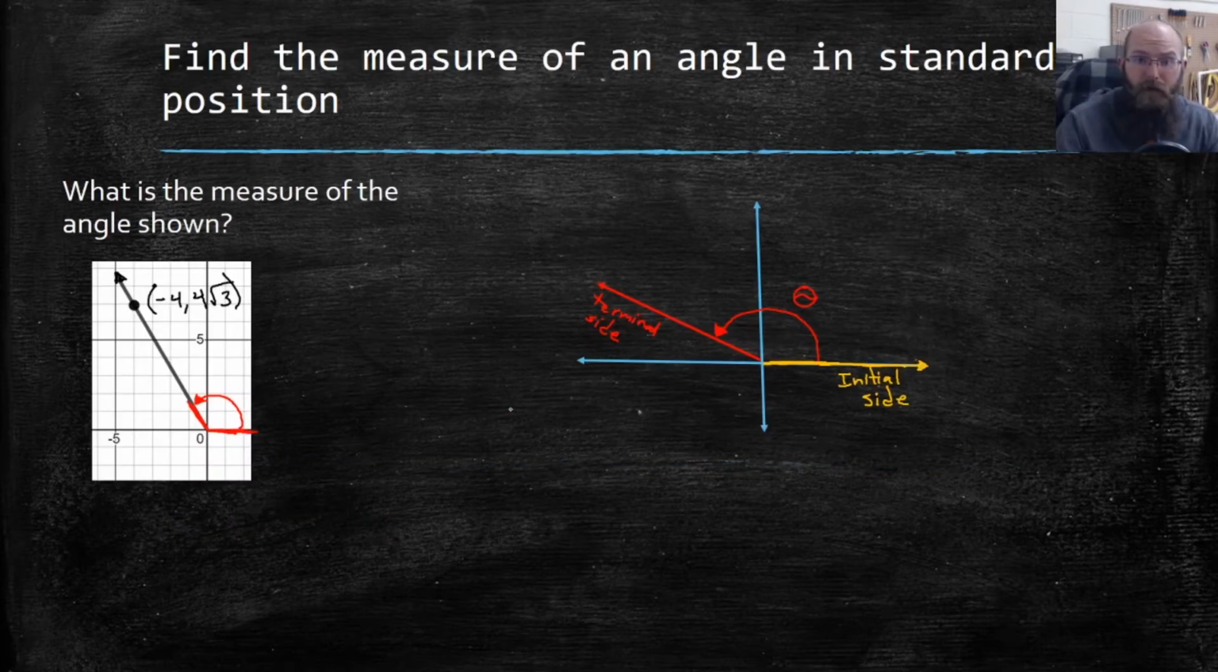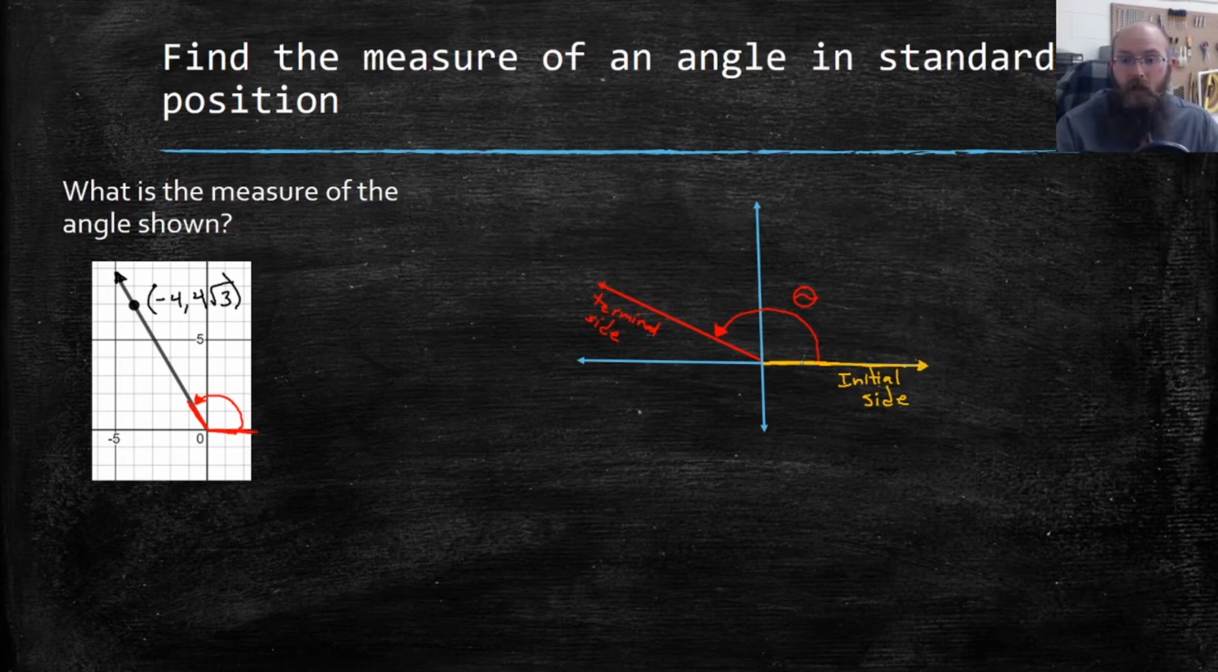Alright, so when finding the measure of an angle in standard position, I first have to know what all of these words are. So my initial side is always this yellow, orangey, what did I call it? Pumpkin spice. That's what I've been telling my kids. This pumpkin spice color, that's always my initial side, unless specified otherwise. My terminal side is where I end. And then my standard angle is that one there.